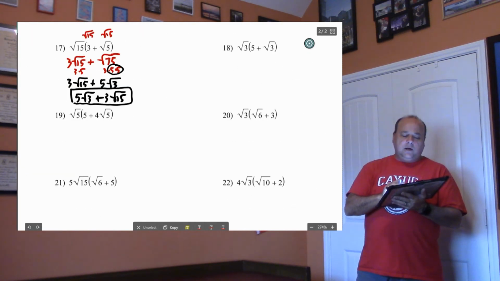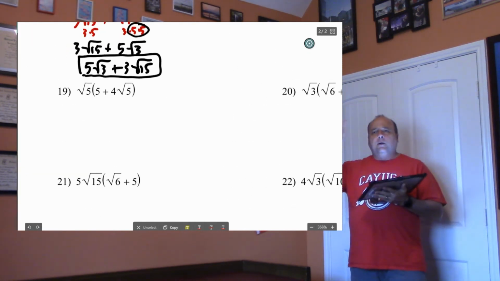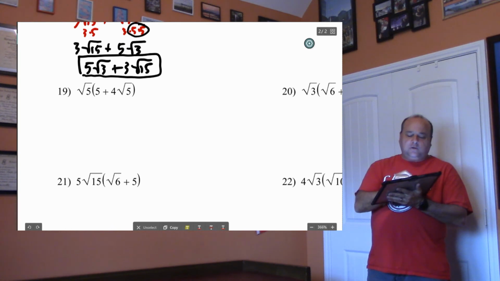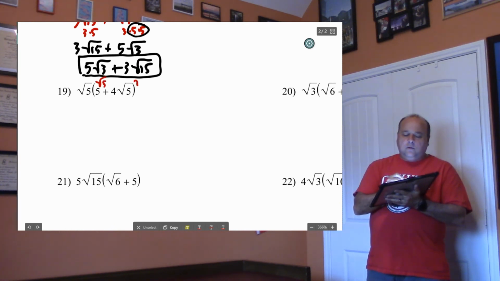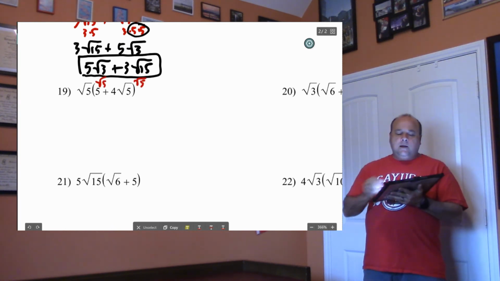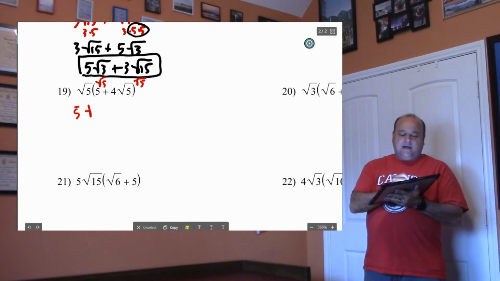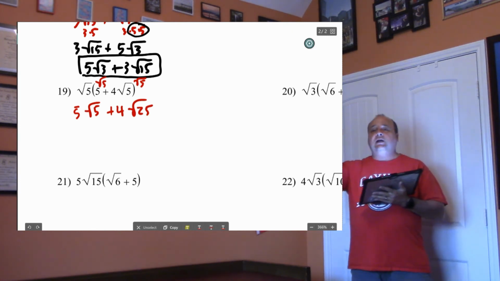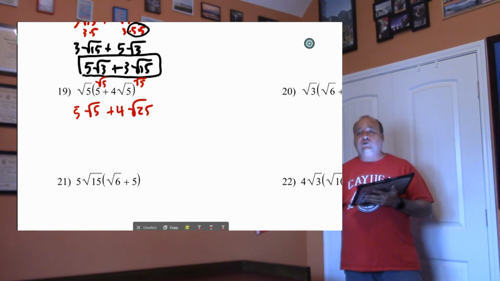Okay, so let's go to number 19. Number 19, we are going to distribute the square root of 5, aren't we? Now then, I'm going to have 5 square root of 5 plus the 4's on the outside. And what's 5 times 5? It's 25. What did I just tell you that the square root of 5 times the square root of 5 is going to be? It's going to be 5.